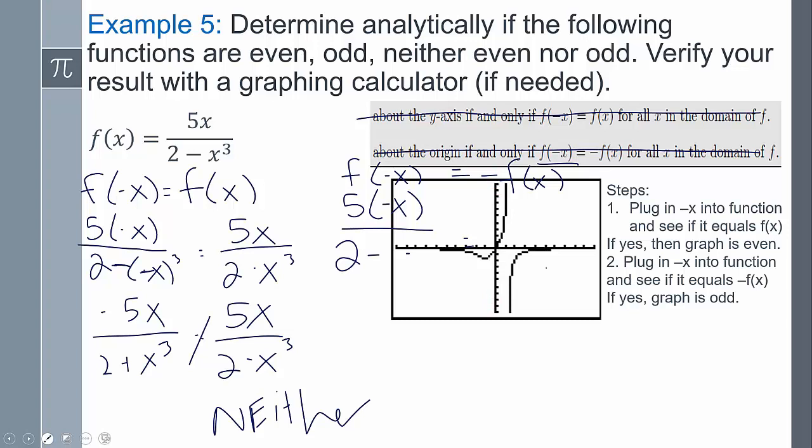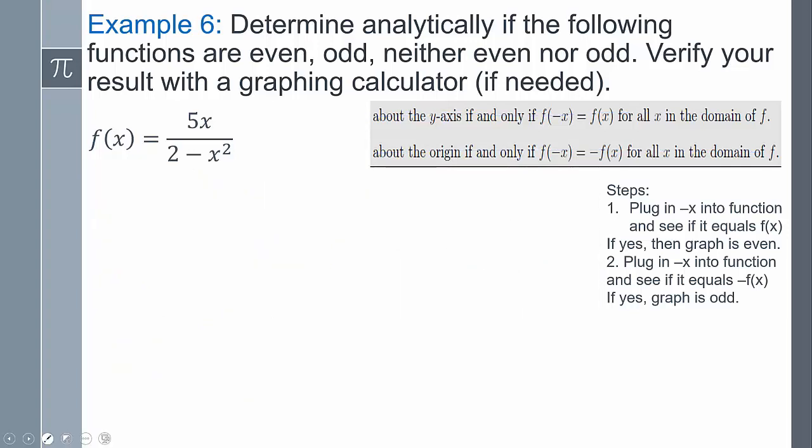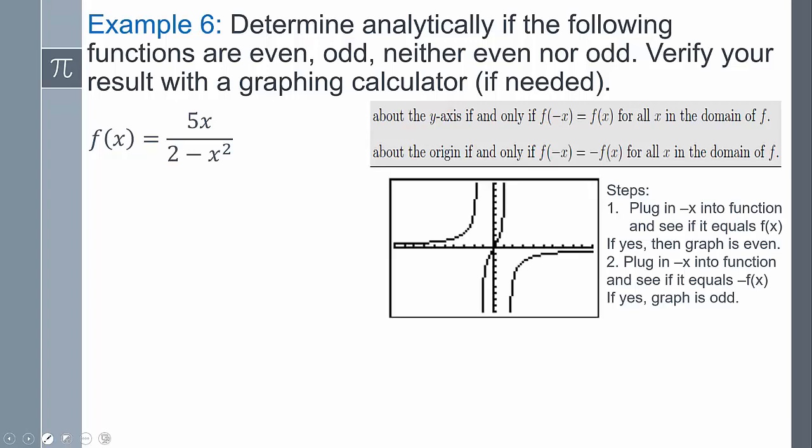If it's odd, it's going to reflect and reflect. And that doesn't reflect and reflect. It has to reflect over both. And it doesn't. They don't line up if you reflect over both. So that's why it's neither. Now for this next one, let's just look at this. So this one is actually going to be odd just by looking at the picture.